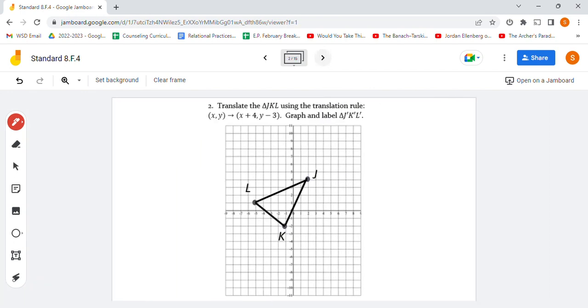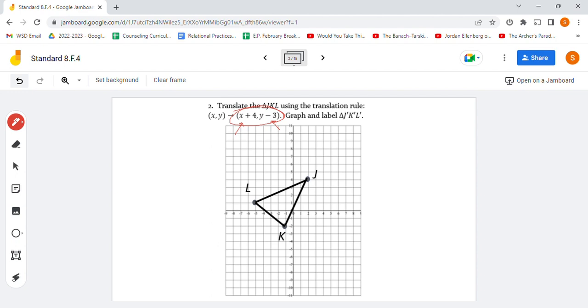This next one, we're going to have to translate a whole triangle. So what we're going to do is translate each of these 3 vertices, and then we're just going to connect the dots. We're doing this one according to a rule, and that tells us we're adding 4 to the x, so we're going to go 4 to the right. We're subtracting 3 from the y values, so we're going to go 3 down.